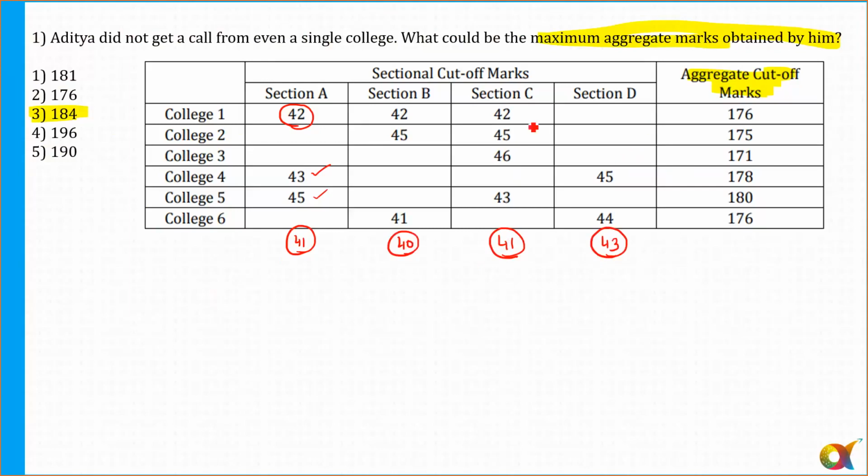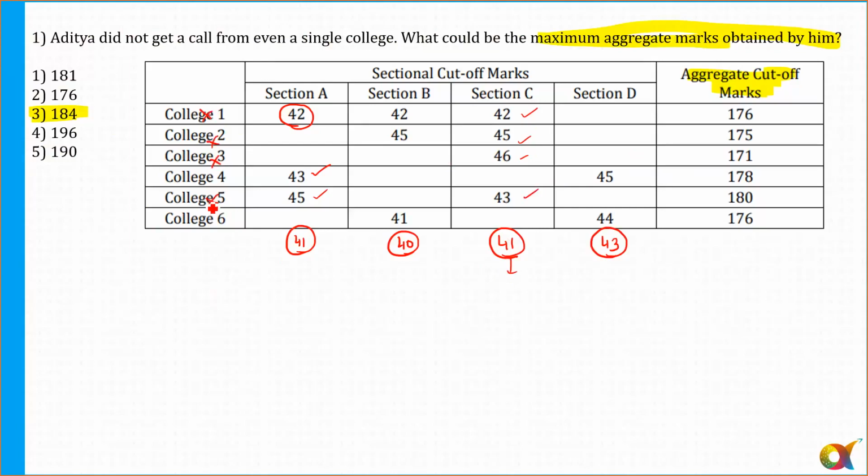In section C, for 4 colleges the criteria is section C. So in section C, if I'm scoring 41, definitely I can't get a call from college 1, college 2, college 3 and college 5. It will be straight away rejected. 1, 2, 3 and 5.